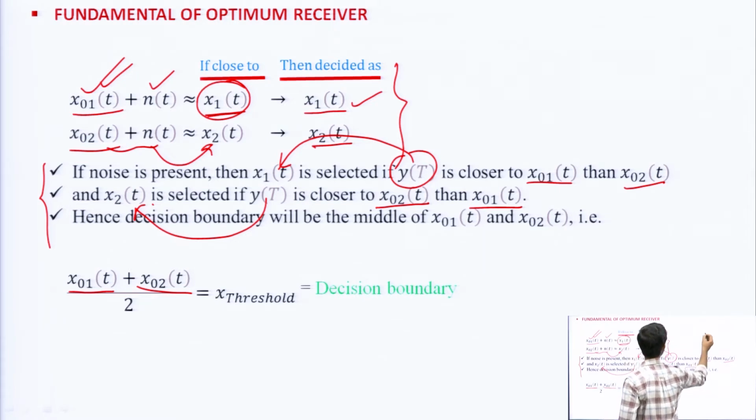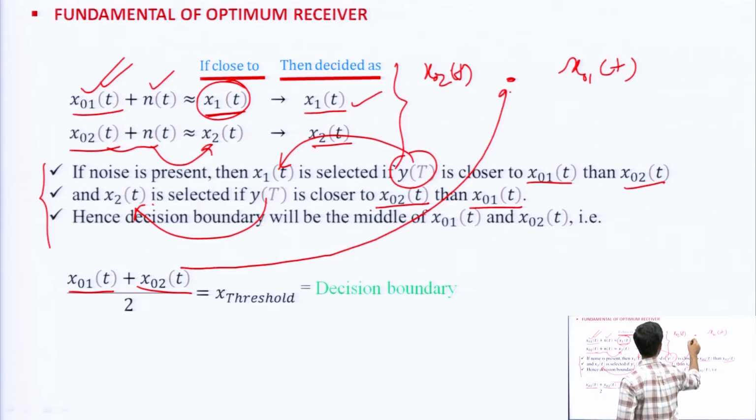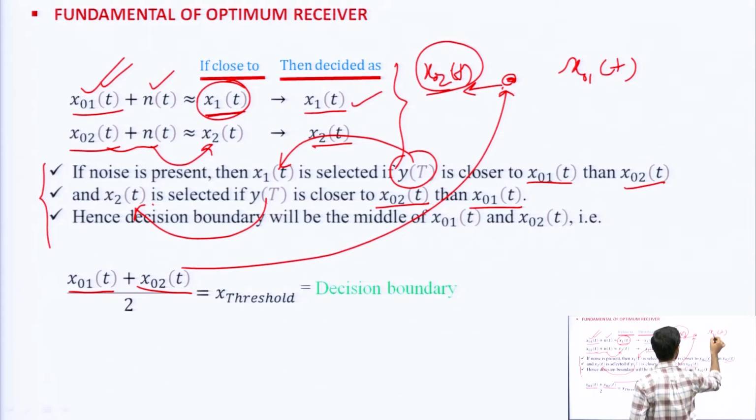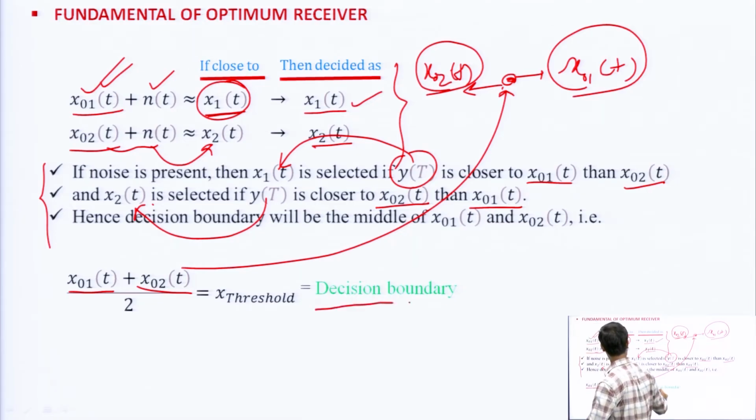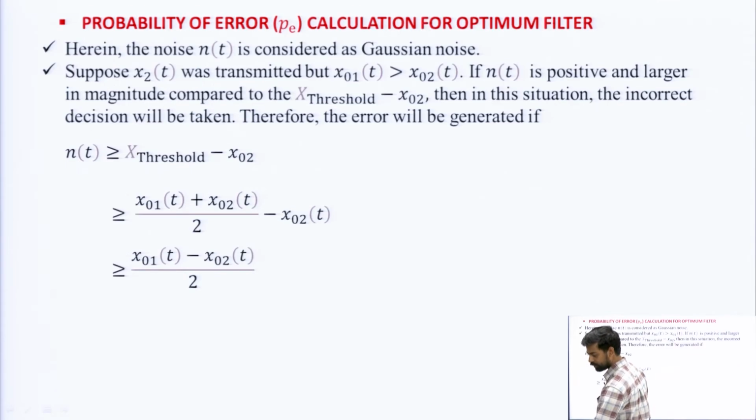Let us say this is x naught 1 of t, this is x naught 2 of t, and this is the middle point. Before this point it will be selected as x naught 2 of t, and after this point it will be selected as x naught 1 of t. So, this is your decision boundary.